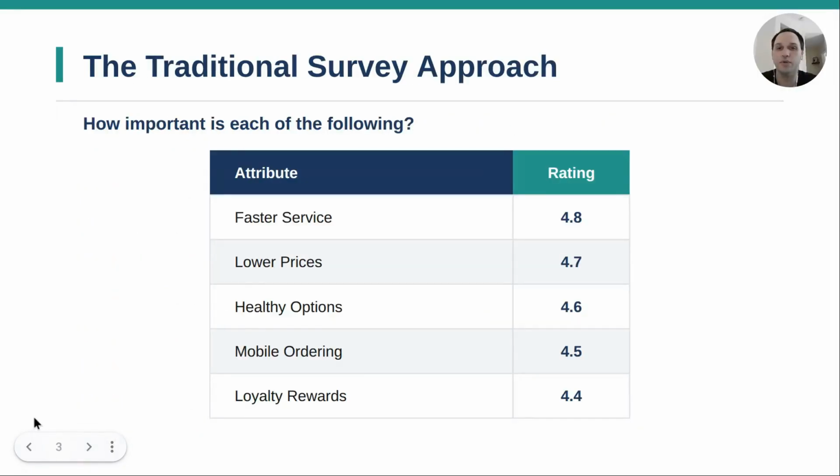A common way to approach this question is through a traditional survey. Researchers might ask respondents to rate the importance of each attribute on a scale from 1 to 5. Looking at the results, faster service scores 4.8, lower prices 4.7, healthy options 4.6, and so on. At first glance, this seems helpful, but there's a problem.